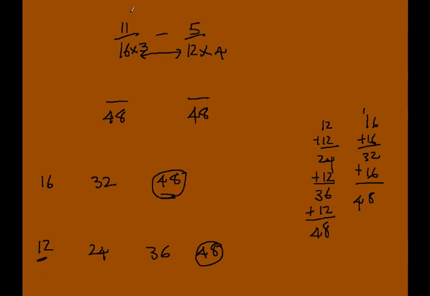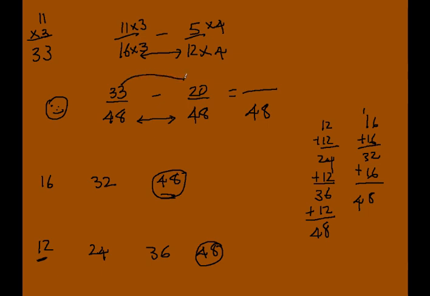Again, whatever you do on the bottom, do it to the top. So 11 times 3 is what? It's 33, because 3 times 1 is 3, 3 times 1 is 3. And then 4 times 5 is 20. Now we can subtract because the denominators are the same. So when the denominators are the same, we keep it the same, and we just subtract the top. 33 minus 20, which is 13.